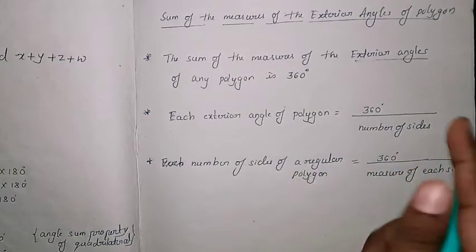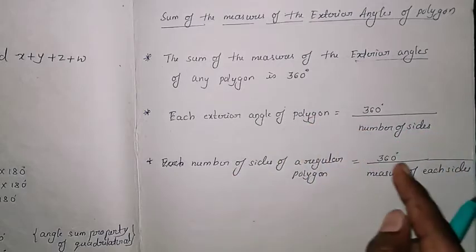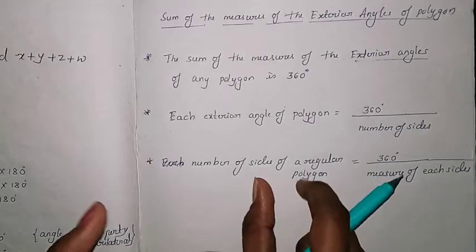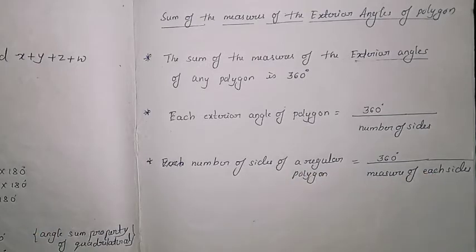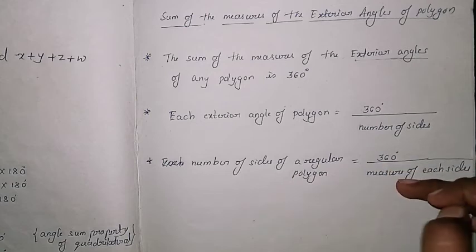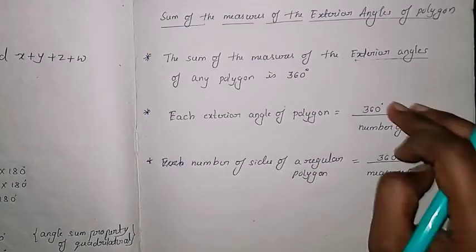And again, vice versa. If you have to find the number of sides when the angle is given, then you have to use the formula 360 divided by the measure of each angle. So every time the numerator is the same, that is 360 degrees.